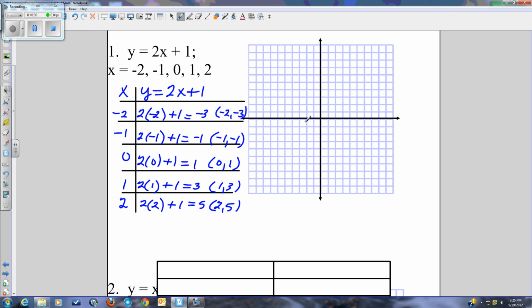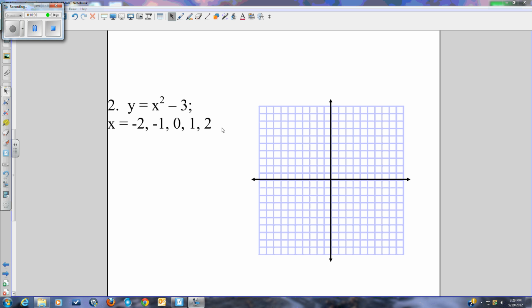So we have -2, -3, so we go to the left 2 and down 3 to graph it. -1, -1, to the left 1 and down 1. 0, 1 means we just go up 1. 1, 3, we go to the right 1 and up 3. 2, 5, go to the right 2 and up 5. And we do get this line, so we're going to connect those points. By the way, these lines do go on and on forever, because just think we could put in even more points in our table. So to indicate that they go on and on forever, we just put arrows on the end.